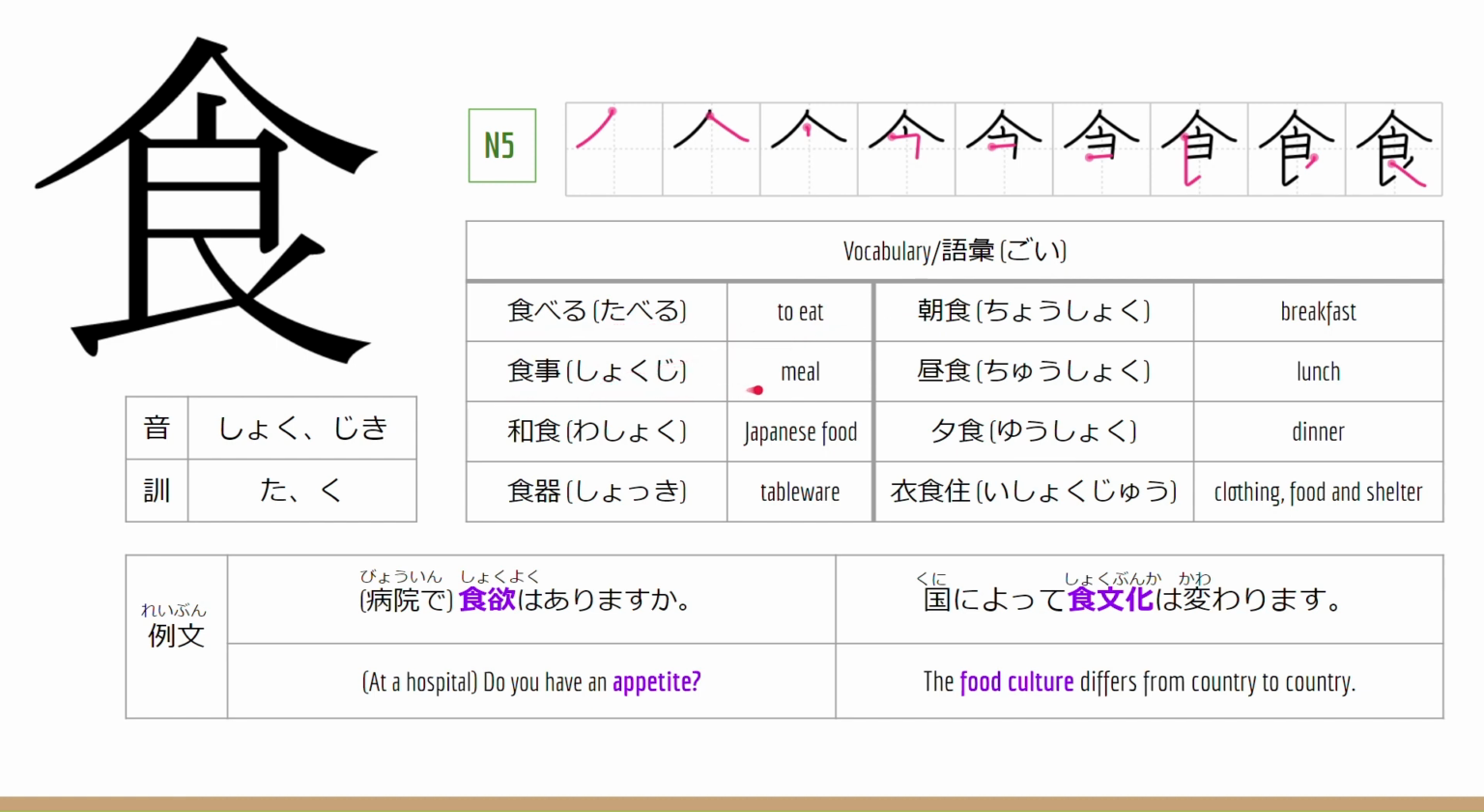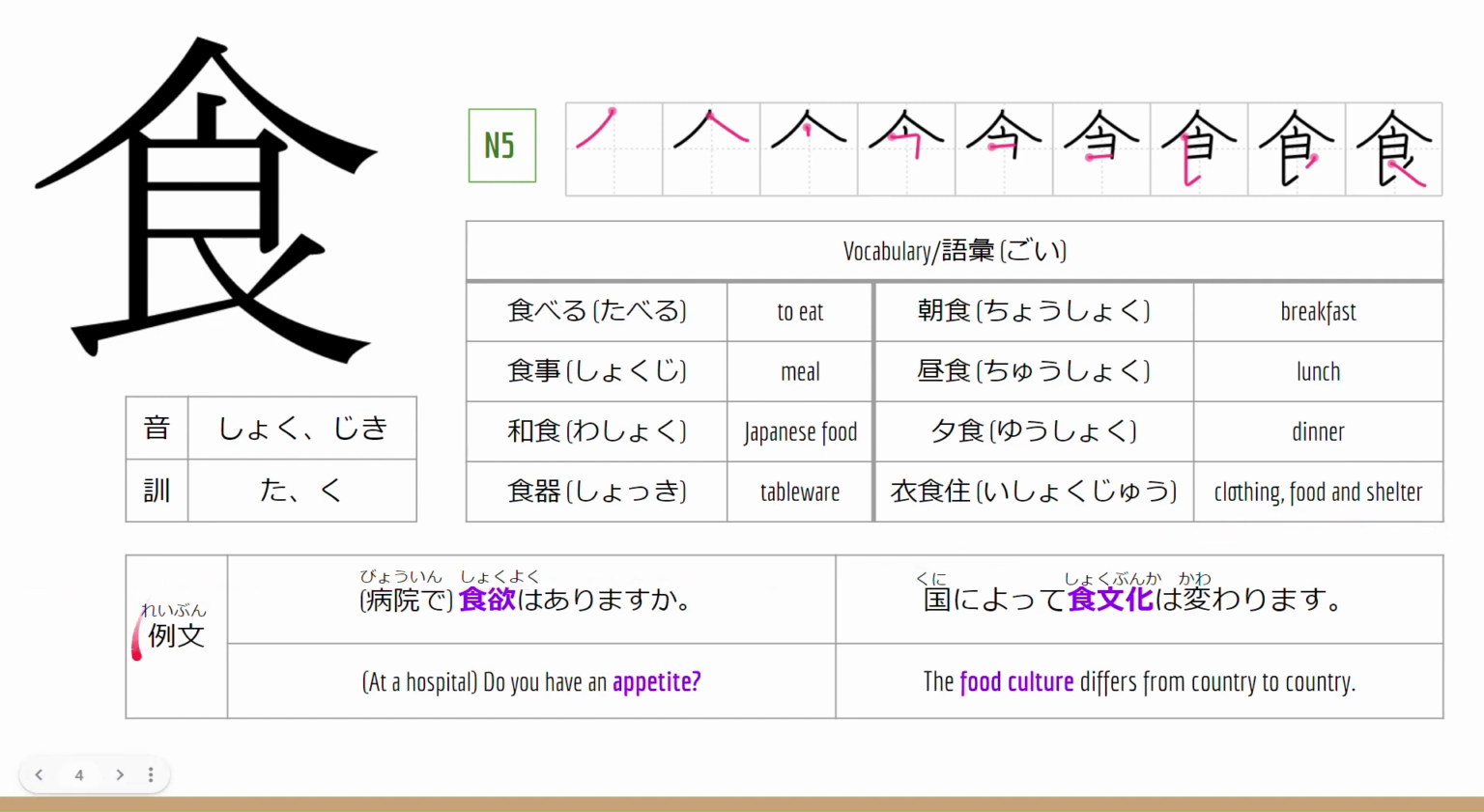食事、This means meal. 和食、This means Japanese food. 食器。This means tableware. 朝食、This means breakfast. 昼食、This means lunch. 夕食、This means dinner. 衣食住。This means clothing, food, and shelter.